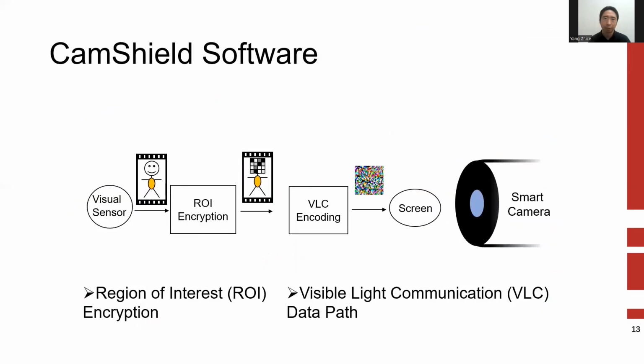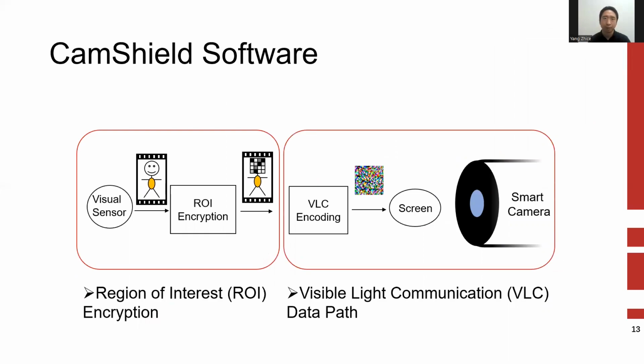Inside the hardware runs the CamShield software. The software can be divided into two parts. It first encrypts the captured video stream. Then it uses a special data path to convey the video stream to the smart camera, and then to the user over the internet. Next, we describe the two parts in detail.